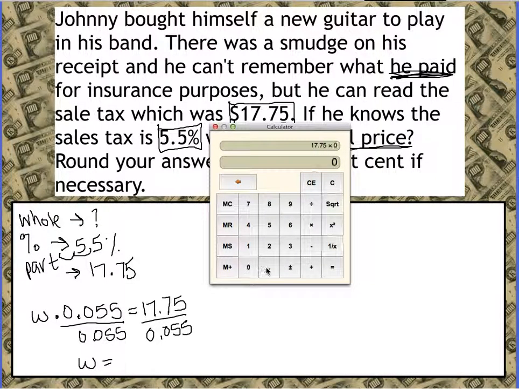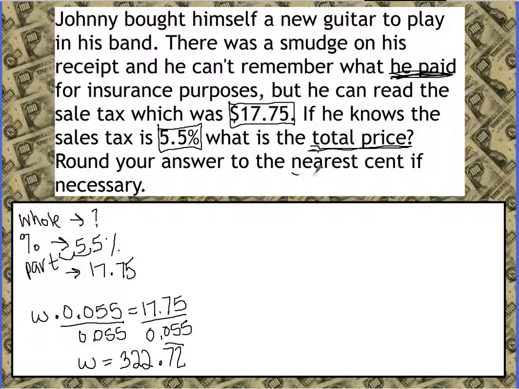And this is where we can use our calculator to make it a little easier. $17.75 times 0.055. Oops, I hit times. We need to divide. $17.75 divided by 0.055. There we go. And I get $322, and what looks like it would be 72 repeating. So I know I have to round to the nearest cent. So I know that he paid $322.73 for his guitar.